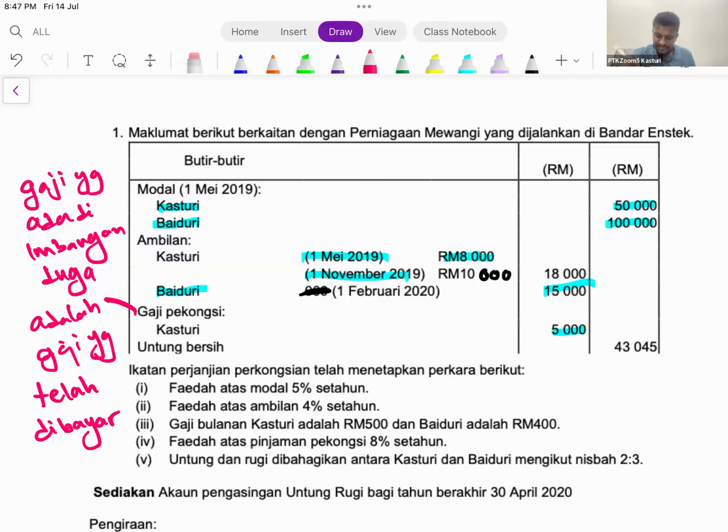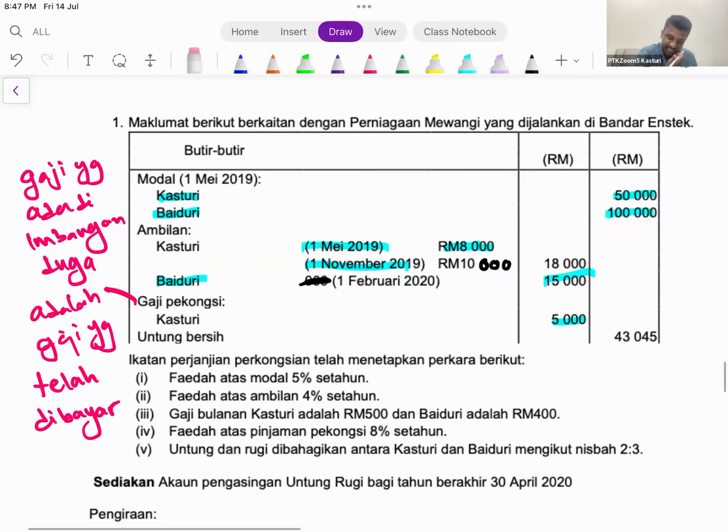Then untung bersih is this much. Okay, ikut perjanjian perkongsian yang telah menetapkan perkara berikut, faedah atas modal is 5%.